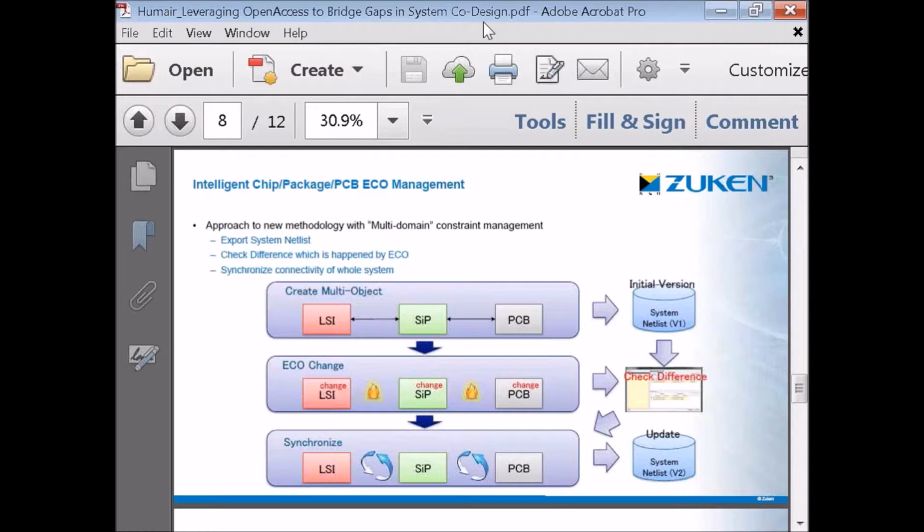So we're looking at how do we manage the ECOs and how do we make sure that we check and approve any kind of issues around managing the synchronization across all the domains that you may have in your system. So this is some of the things that we're looking to solve downstream with the co-design environment. And if we can go to one more slide.